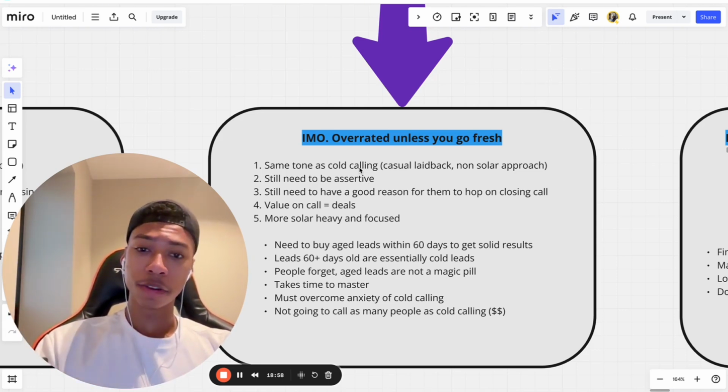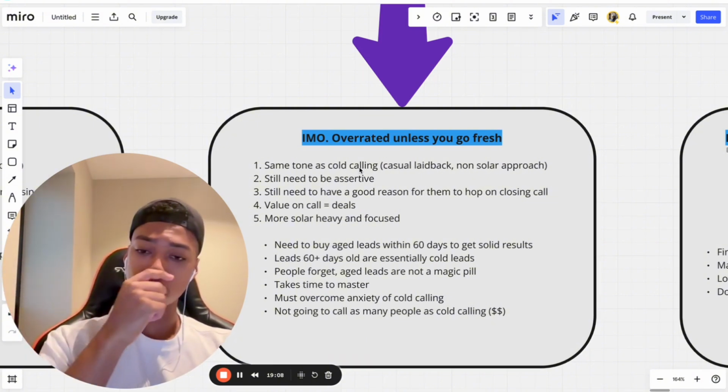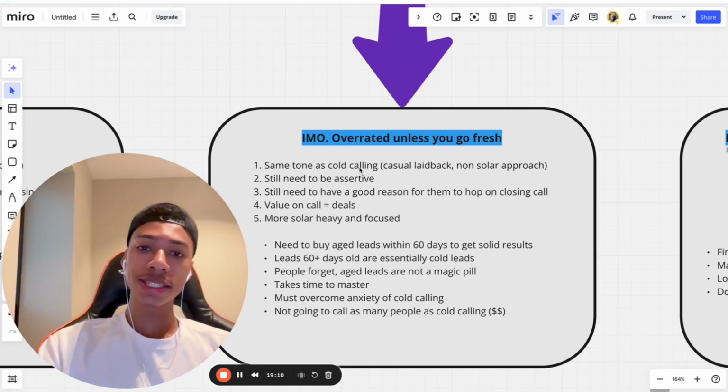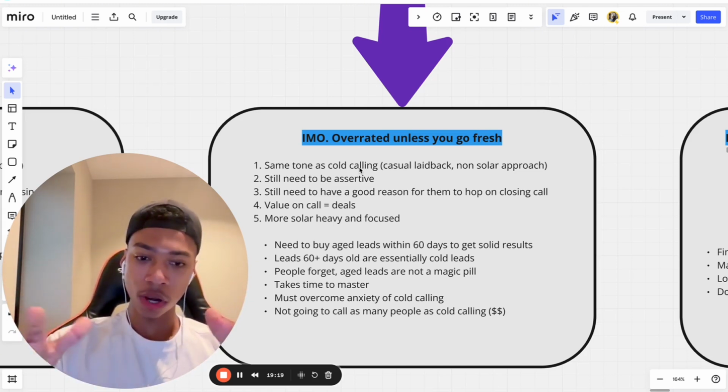And these people are probably filling out forms all the time, and if they filled out a form 60 days ago, chances are they don't exactly remember that they filled out something looking into solar. So you guys need to still go in with the same approach as cold calling. You can try and go in with the same approach as inbound leads, where you literally mention solar because they've expressed interest in solar.